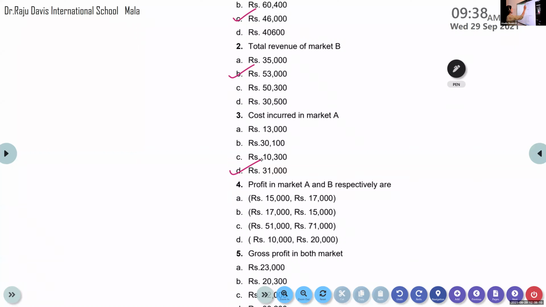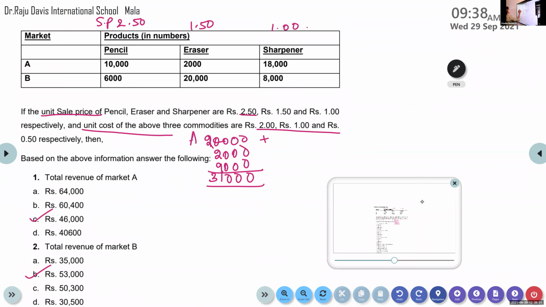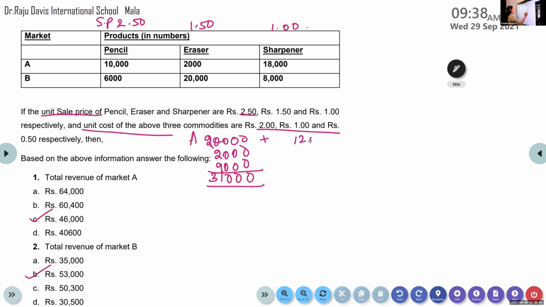For the selling price, we have already calculated. Don't calculate it again. For A and B, we have already calculated the selling price. And the cost price of market A is there. So the only thing we have to find is the cost price of market B. What is the cost price in market B? Okay, so for market B, 6 into 2, so it will be 12,000 plus 20,000 plus 4,000. So it will be 36,000. This is the cost price for market B.